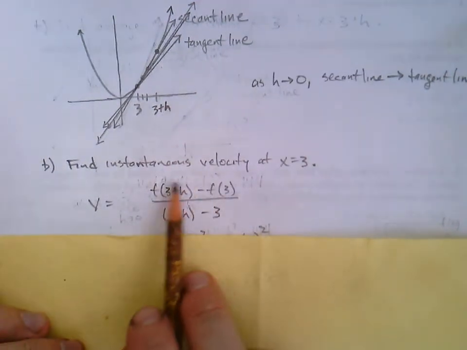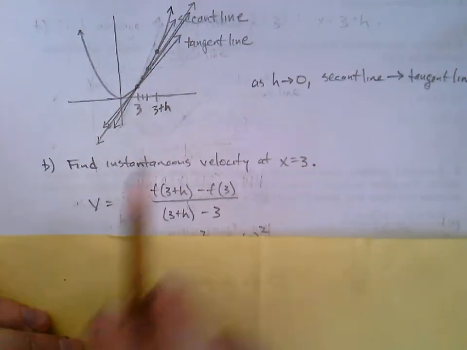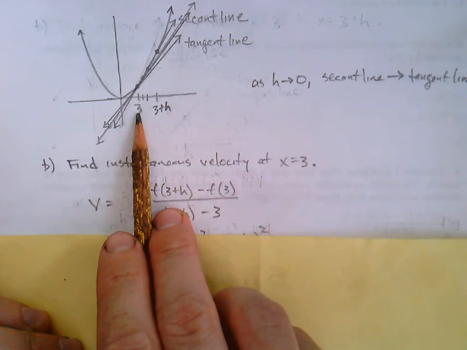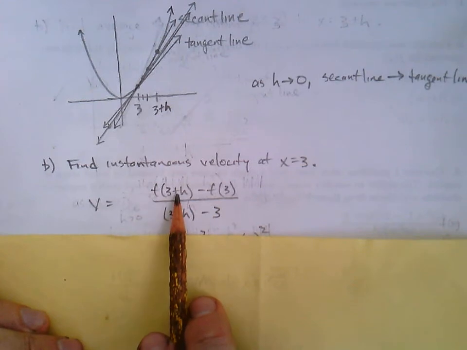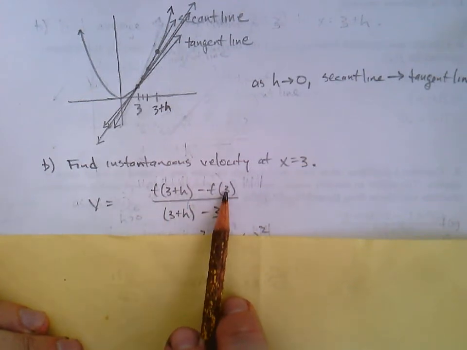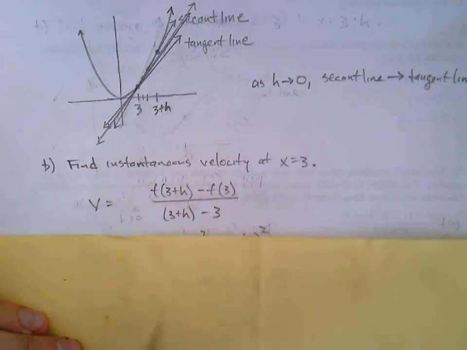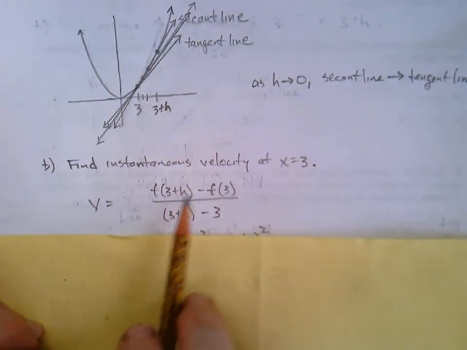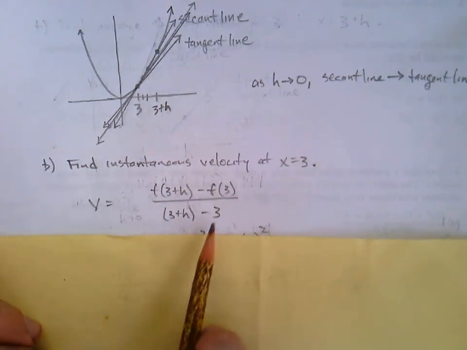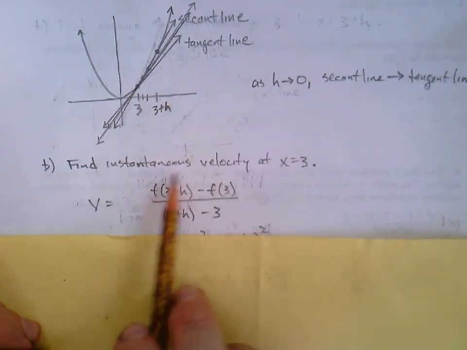Here's our slope between 3 and 3 plus h. Think of 3 as the a and 3 plus h as the b. So it would be f of 3 plus h minus f of 3 over 3 plus h minus 3. F of b minus f of a over b minus a. Instead of 3 and 4, now we're going with 3 and 3 plus h. So that would get us the slope of the secant line.